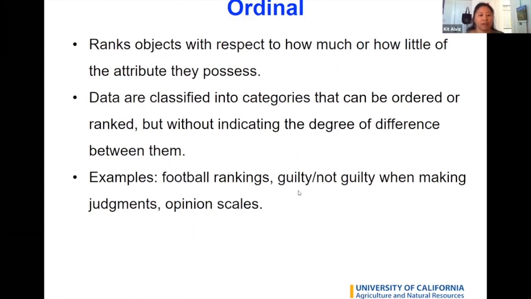Ordinal is ranking with respect to how much of an attribute they possess. They can be ranked, but without indication of the degree of the difference between them. One of the survey questions that I always like to use is satisfaction: very satisfied, somewhat satisfied, not satisfied, etc. Those are examples of ordinal scales. Other examples are football rankings, guilty, not guilty, other opinion scales.